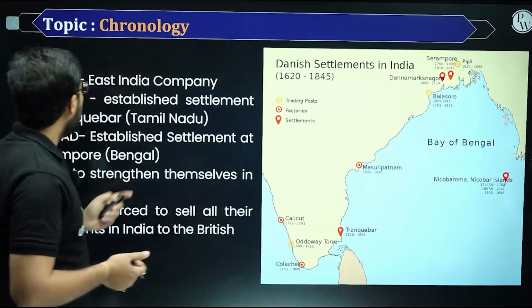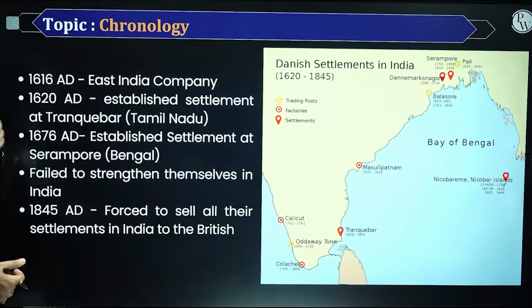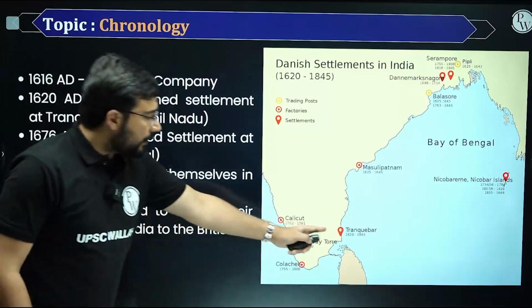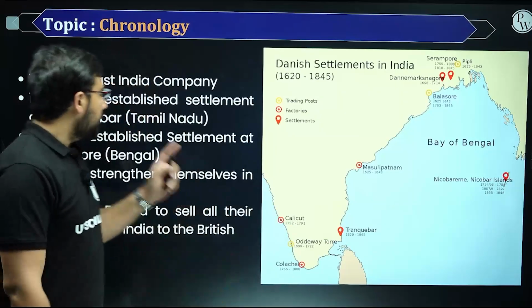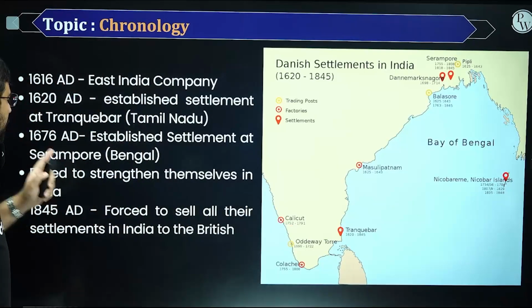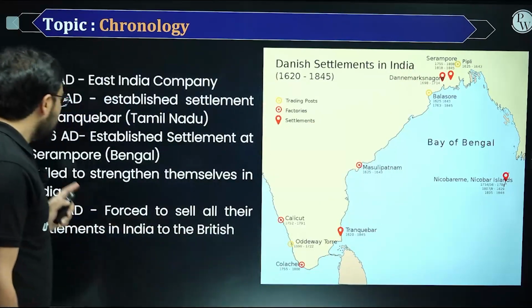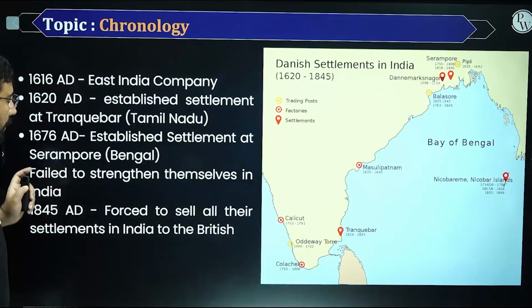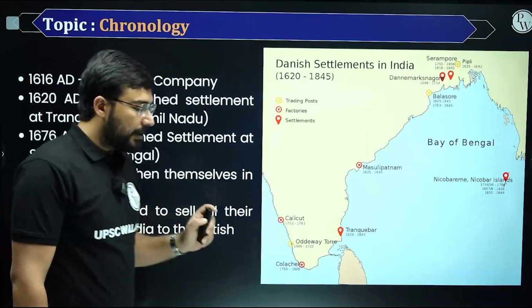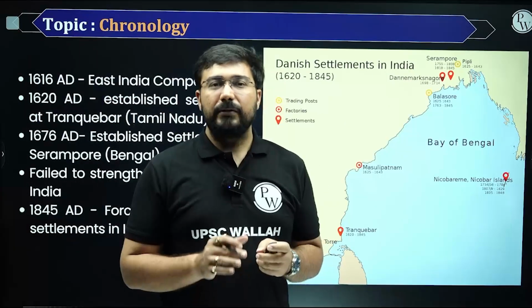So basic details, number one, in 1616 this was created. Number two, in 1620 the first settlement in the Tranquebar region in Tamil Nadu. Number three, it established a settlement in Serampur in Bengal in 1676. Okay, so that's number three. And they failed to strengthen themselves, and by 1845 they sold all the settlements to the British. If you remember, even this much is good enough for prelims.